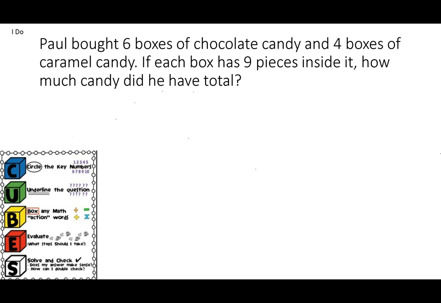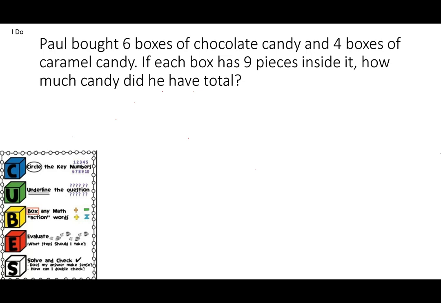Today we're going to learn how to solve a multi-step word problem. The problem reads, Paul bought 6 boxes of chocolate candy and 4 boxes of caramel candy. If each box has 9 pieces inside it, how much candy did he have total?